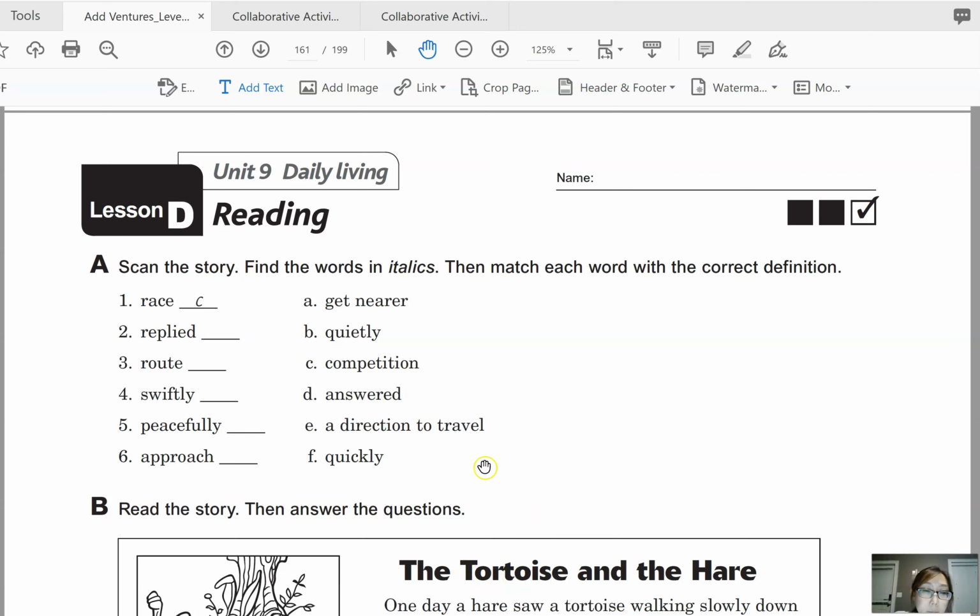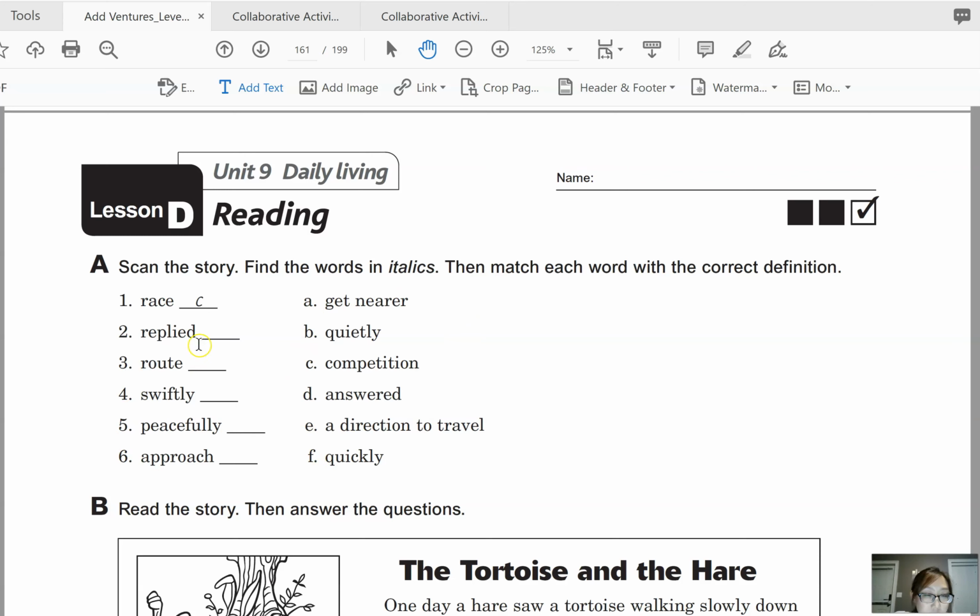So there's a story here, but they are pretty easy words. So I'm not going to show the story. I think you are able to go ahead and do it without seeing the story. So let's take a look at number 1. The word is race, and if you look here, the answer is C. And a race is a competition. Okay, so go ahead and do the rest of the words and match them with the definitions.